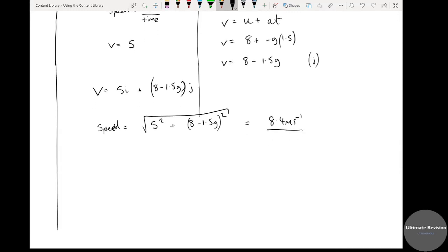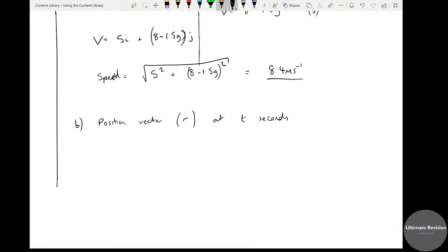Right, what does it say next? Find an expression for the position vector. So the position vector, which again we call R, at t seconds. Okay, so position vector, that is S we're looking at now.